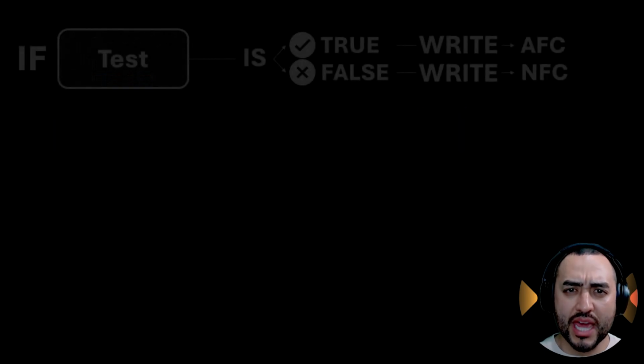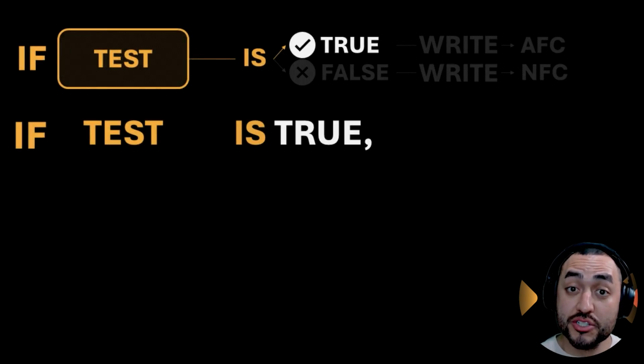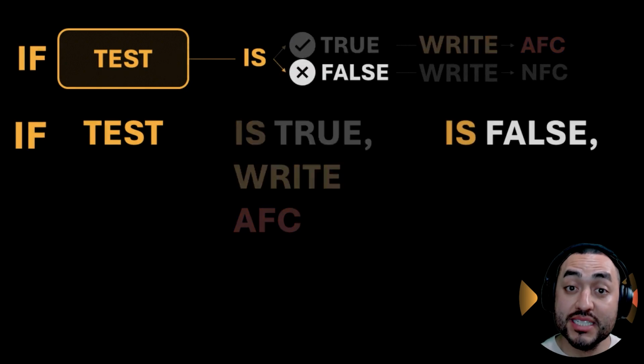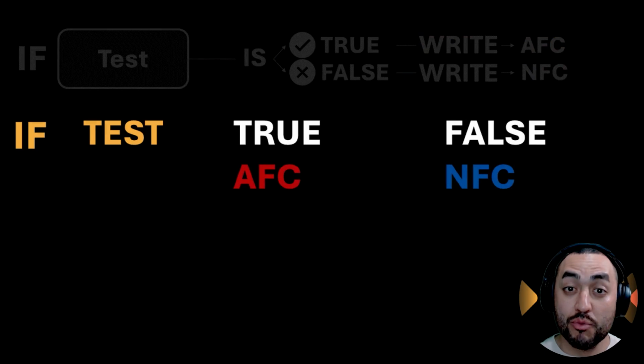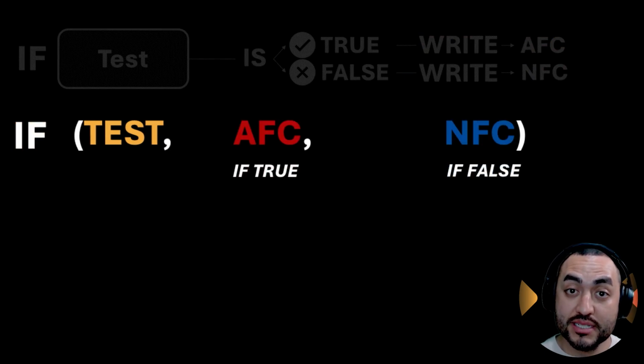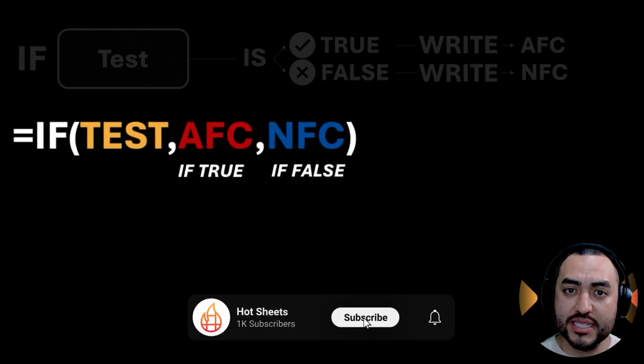Now that we have the hang of our if machine, let's see how we might build one in Excel. The formula is actually pretty simple, especially now that we understand the basics. Remember our machine's logic. If the test is true, write AFC. If the test is false, write NFC. Let's cut out some of those extra words, and we're left with if, test, comma, AFC, comma, NFC. And that's basically how you write an if function in Excel.